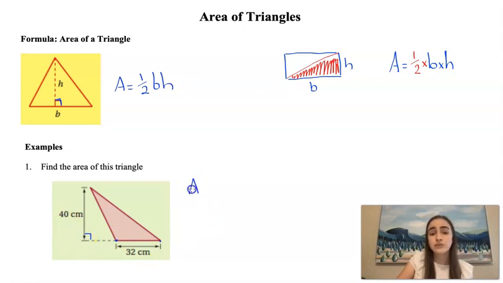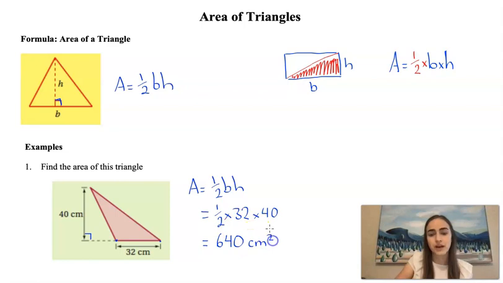The first thing we always do is write down our formula. So area equals a half times the base times the height. Then we're going to substitute in. So a half times 32 times 40. Then we're going to calculate that. So pop it in your calculator and you'll end up with 640. And the last thing we do is put the units on the end. Our units are centimeters, and because we're talking about area, it's going to be centimeters squared.